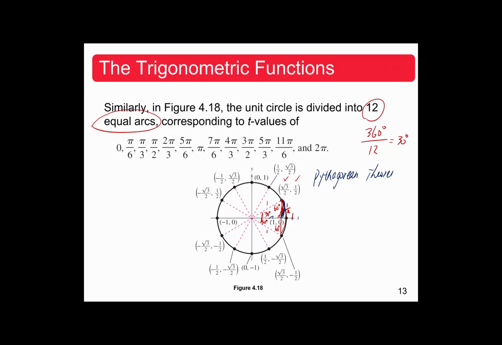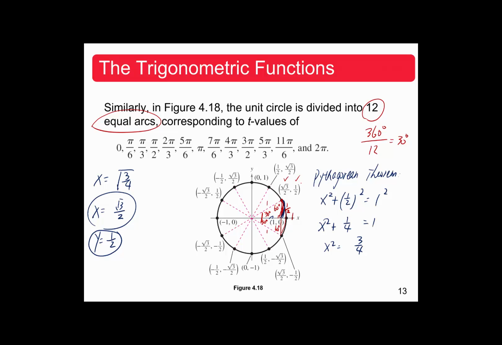let's set up the equation, solve for the unknown. So x squared plus half squared equal to 1 squared. So this is x squared plus a quarter equal to 1. So x squared equal 3/4. Now again, since it's in the first quadrant, x must be positive. So x equal to positive radical 3/4. The x equal radical 3/2. And the y value, we already know that it's half unit, so half. And that's how they end up with this ordered pair.